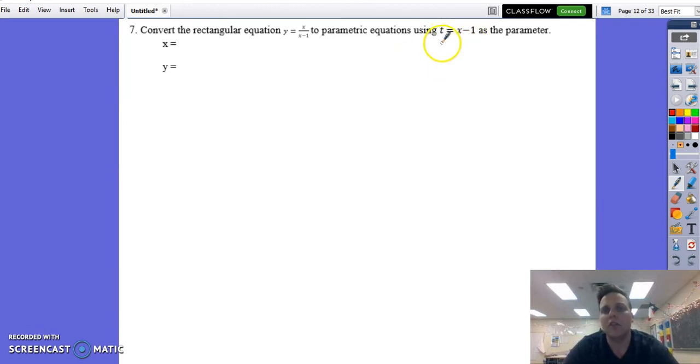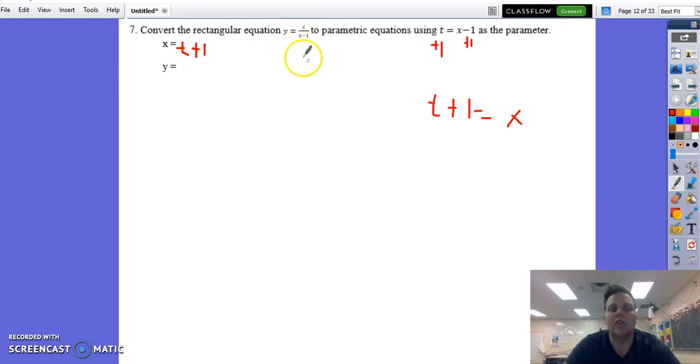Is there a way I could rearrange this so it said x equals? Yeah, I could just simply add 1 to both sides. And if I did that, I would get t plus 1 is equal to x. Okay, so then up here, I could just simply write t plus 1. Sorry, my writing's really bad on this thing.